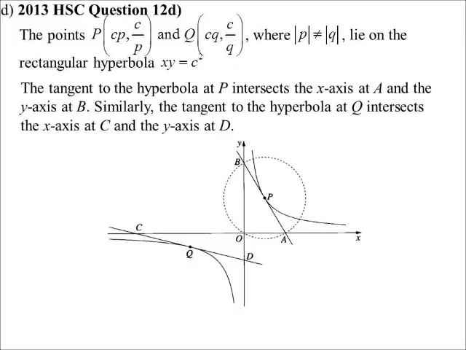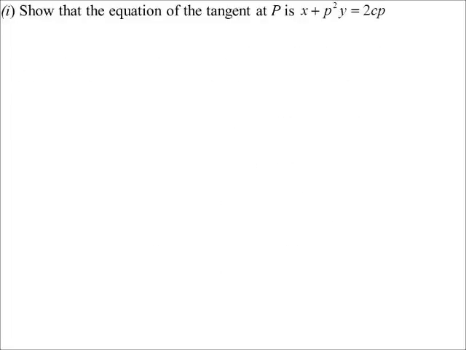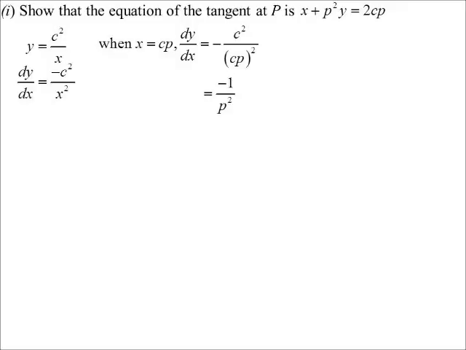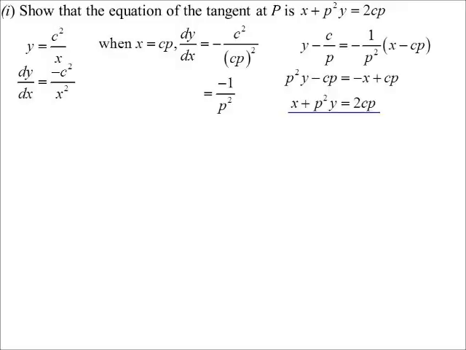All right, 2013, a rectangular hyperbola. So the tangent to the hyperbola at P intersects the x-axis at A and the y-axis at B. And a similar thing happens over there on the other branch with C and D. All right, it starts off with a nice gift mark: show the equation of the tangent. So differentiate, sub in, point slope, there we go.